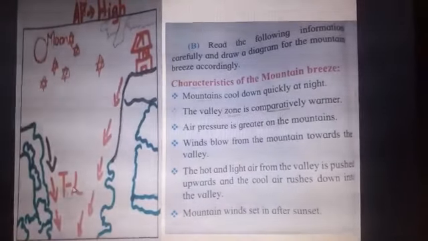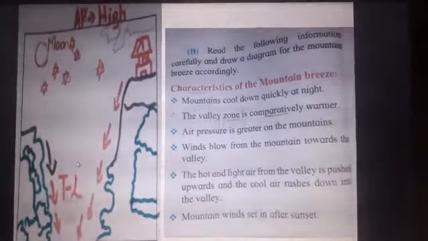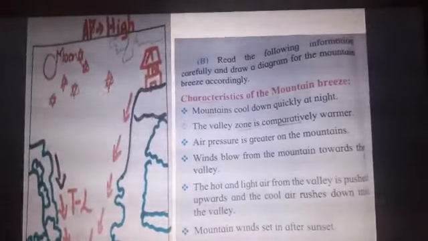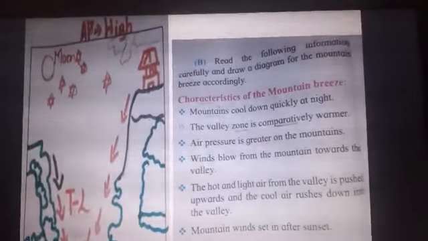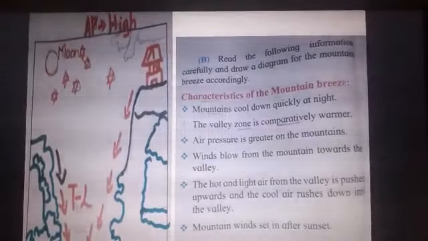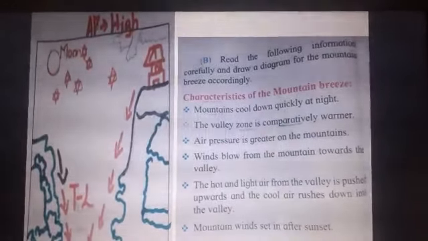Mountain winds set in after sunset. When do we get these mountain winds? In the evening time, that is the night time. After the sun sets, we get the mountain breeze at night time, whereas the valley breeze we can feel during the daytime. I hope this is clear, children.